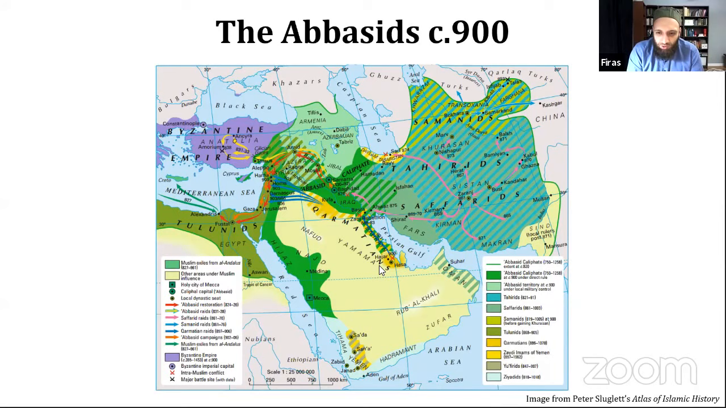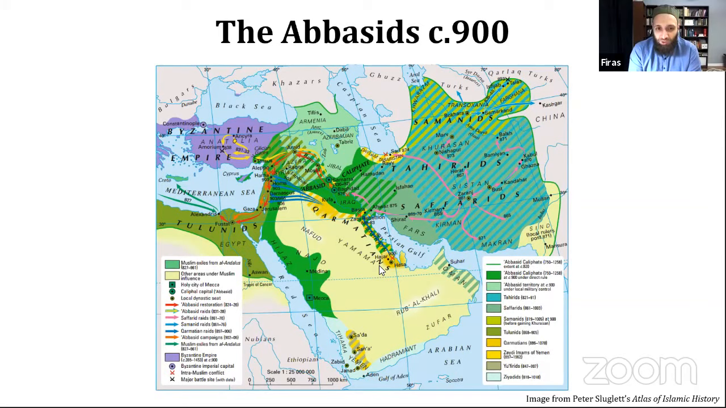Now, all of these different regions were still theoretically under the sovereignty of the Abbasids, meaning if you were the Tulunid ruler in Fustat in Egypt, you were the sultan, but theoretically, you would say, yeah, I'm not really in charge. The Abbasid Khalifa is in charge. The guy in Baghdad is my boss. But there would, in practice, be really no connection between the two. So the Abbasid Khilafah fragments and disintegrates.